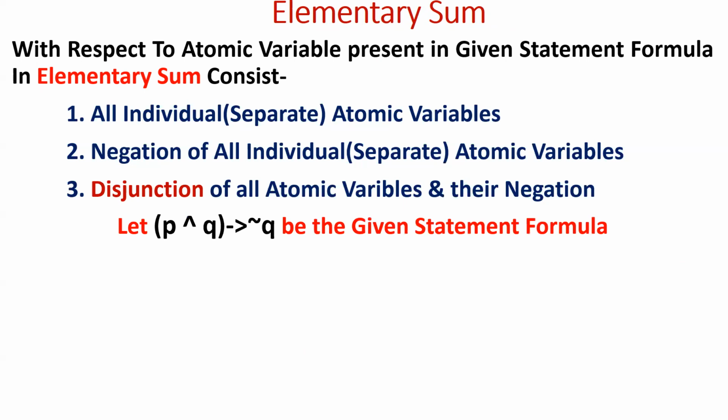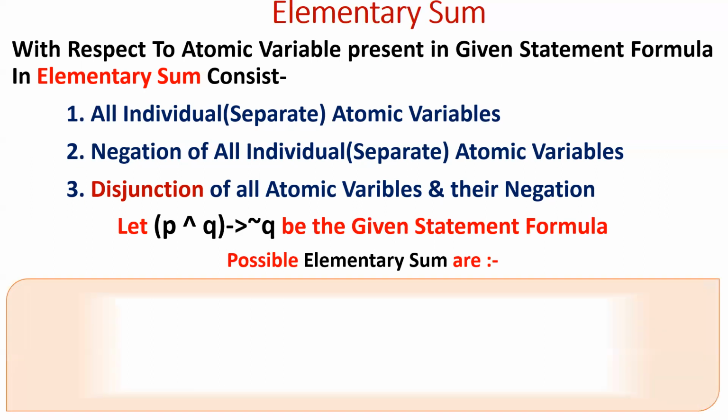Now see the same example, P and Q, conditional negation Q, as the given statement formula. Now with respect to P and Q, the possible elementary sums are obtained by applying rule number 1, rule number 2, and rule number 3. So just apply the first rule, all individual atomic variables. As per the first rule, we'll get P separately, comma, Q separately. These are also part of an elementary sum.